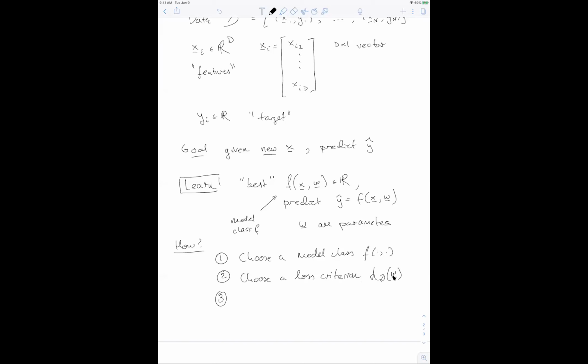And then third, we want to choose parameters, which we'll write as w star. These will be the parameters that we like. That's what the star will indicate. To minimize this loss function. Right, so lower will be better.